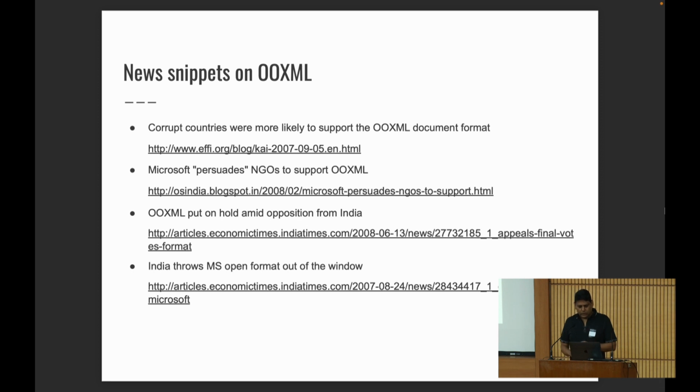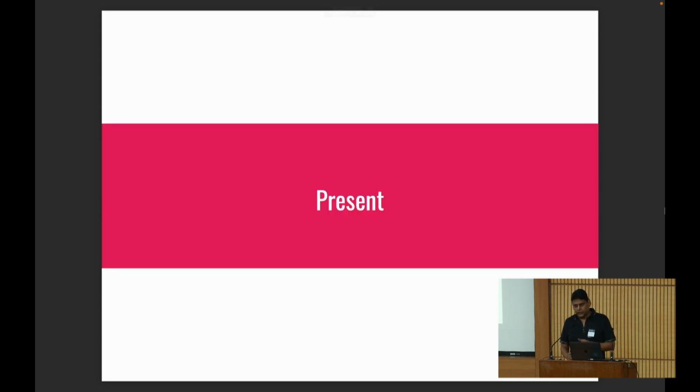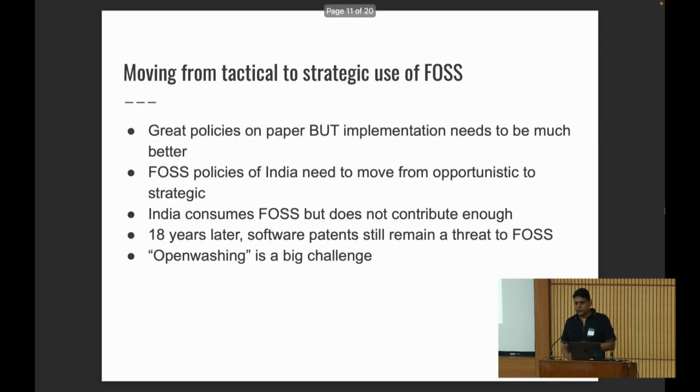We consume a lot of FOSS, but we don't contribute back. I think we need to slowly work on that. Software patents are still a big threat to free and open source software in India. And the multinational lobby will be very aggressive on this because there are billions of dollars of royalties at stake, whether it's 5G, 4G technology, etc.